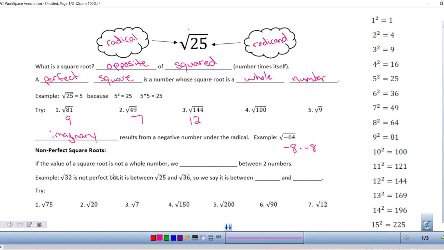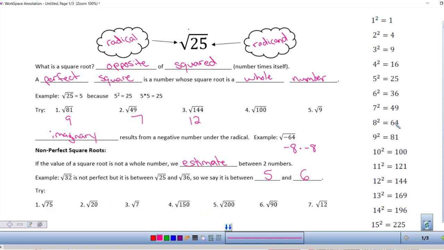Non-perfect squares. For now, we are going to be estimating between two numbers. Yes, we could use a calculator and get answers as a decimal, but right now we're just going to be estimating. So the square root of 32 is not on my perfect list, but it falls between 25 and 36. So that means the square root is between 5 and 6.